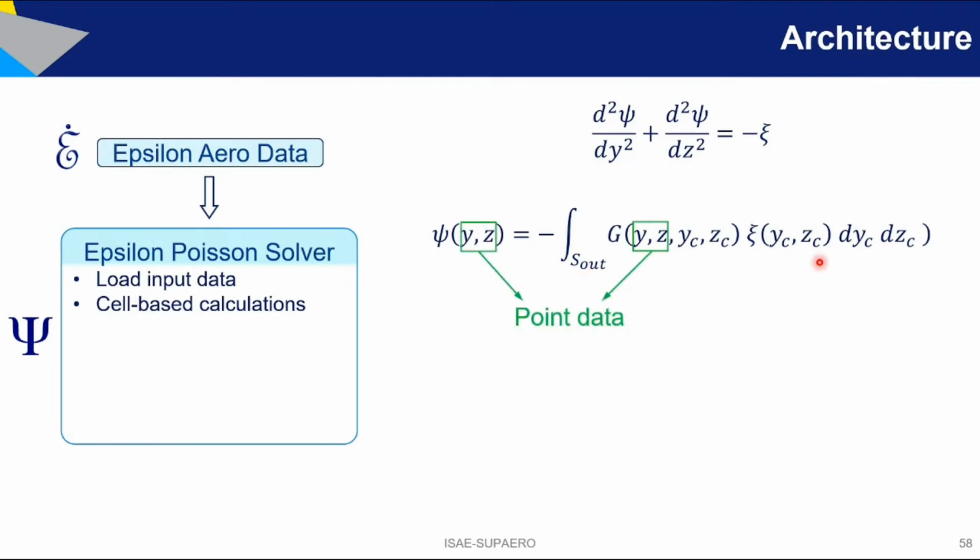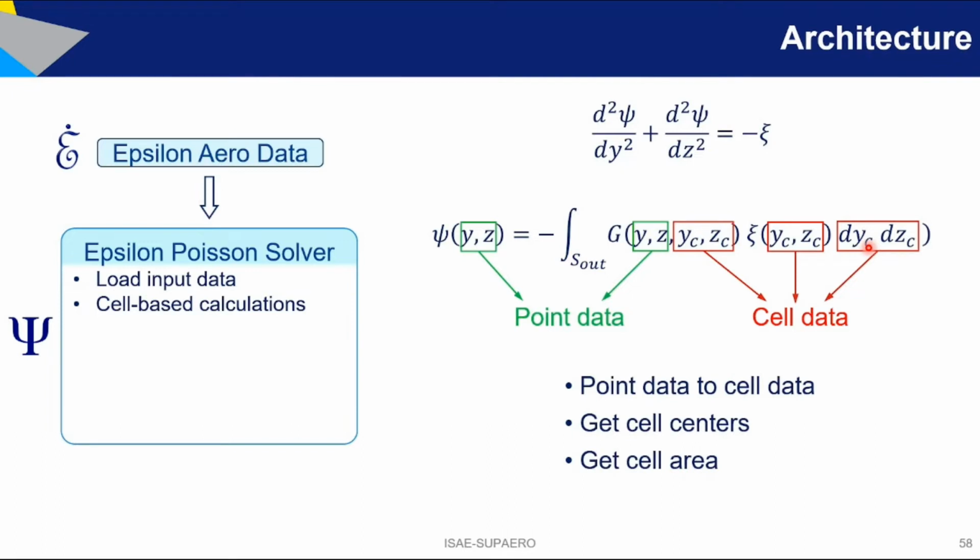And as you can see, this equation requires dealing with point data marked as Y, Z. These are the point coordinates at the survey plane. But you also have to deal with cell data marked with the subscript C. It requires the coordinates Yc, Zc, but also the surfaces of each cell at that survey plane.